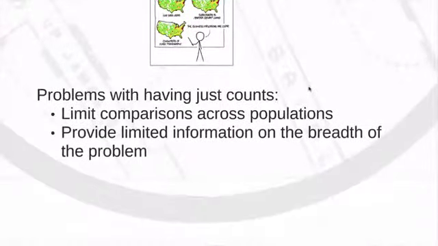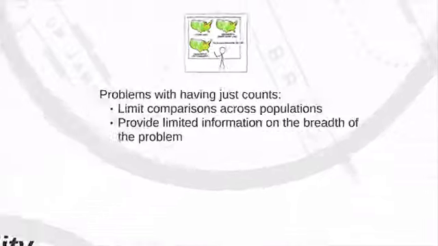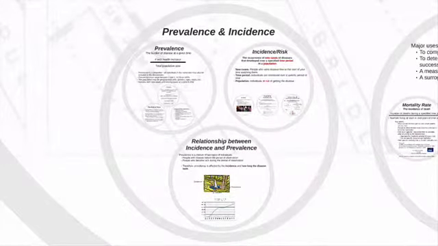Okay, so as I was saying, the problem with counts is that they really limit comparison across populations. Having 100 cases of a disease among a population of 1 million is very different than having 100 cases of disease in a place where the population is 500. We can't compare what's going on in terms of health in those two areas. So for that reason, counts are not that useful. And in the next short lecture, we're going to move on to learning about prevalence and incidence, which provide us much more useful information about the state of health in our communities.